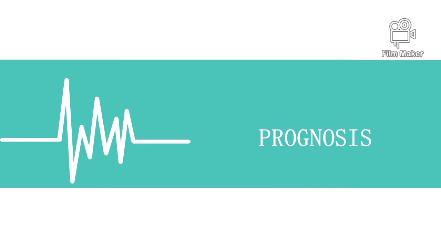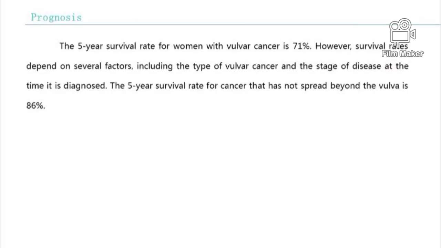Now let's go on to the prognosis of vulvar cancer. The 5-year survival rate for women with vulvar cancer is 71%. However, survival rates depend on several factors, including the type of vulvar cancer and the stage of the disease at the time it is diagnosed. The 5-year survival rate for cancer that has not spread beyond the vulva is 86%.